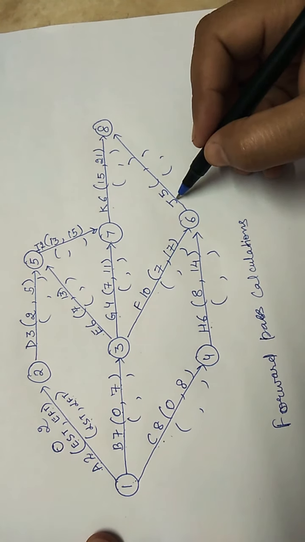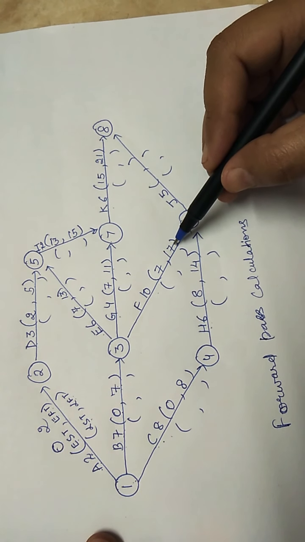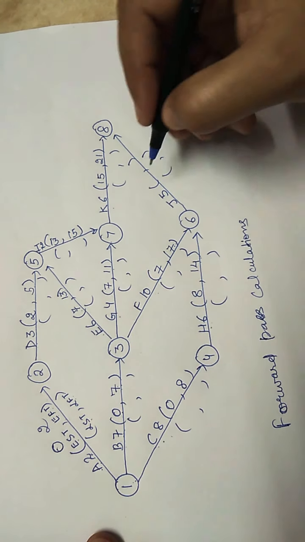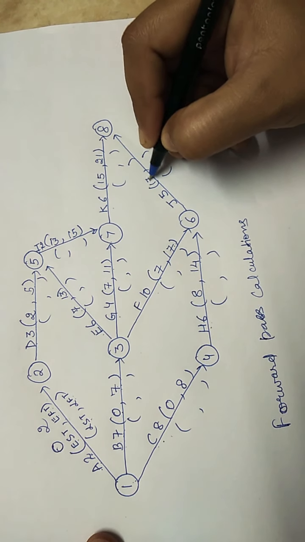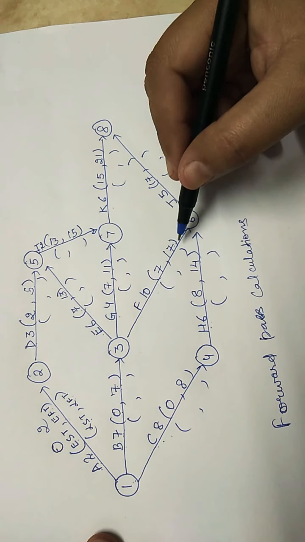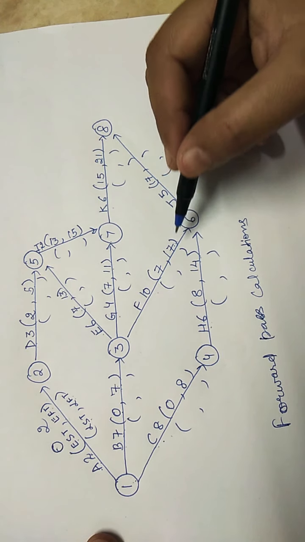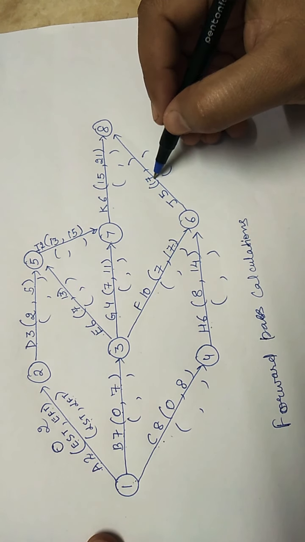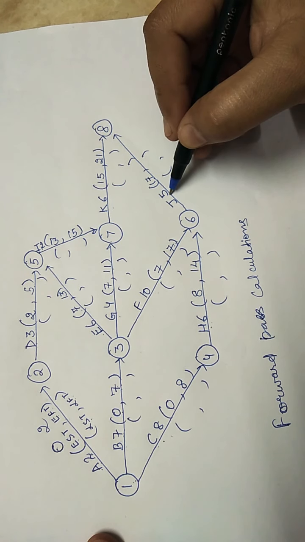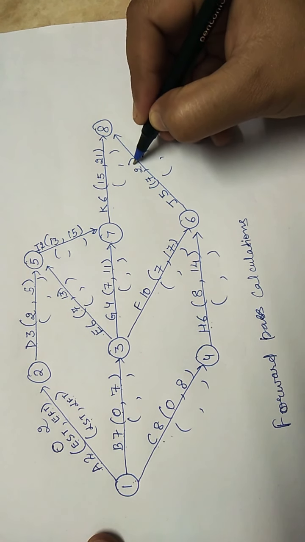For J, similarly, the finishing times for the preceding activities are 17 and 14. The highest of these is 17. So we will write here 17. J can only start when activity F is complete and it completes on 17th day. So here we will write 17 and it will be completed on 17 plus 5, 22nd day.